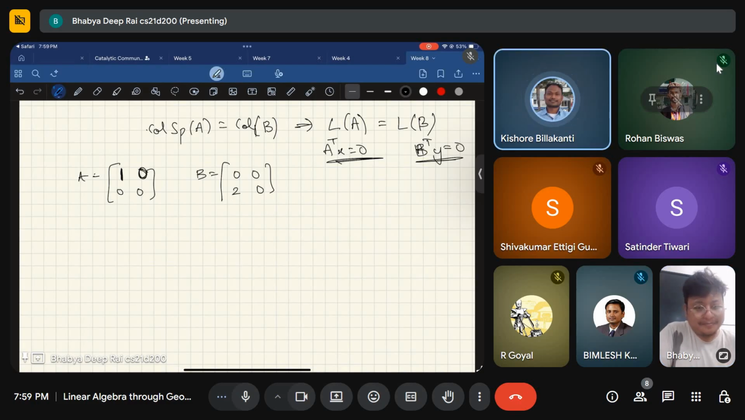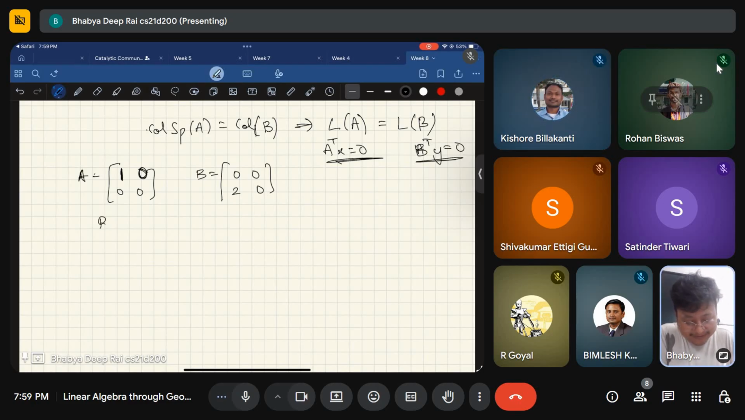Column space is quite different. That's right. Can you just explain this? So the question that we were asking was: if row space of A is equal to row space of B, does it imply that column space of A equals column space of B? This is a natural question to ask. I thought this was what you were asking in the beginning.